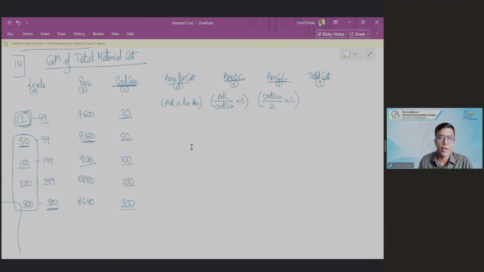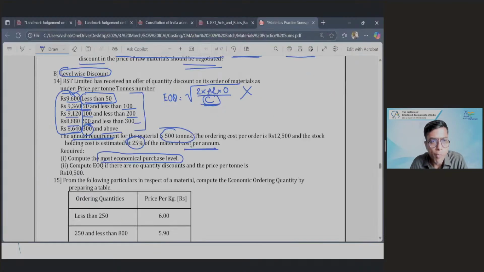Now, I will change my formula. You know the formula is AR, which is 500 tons, into purchase price. Where is my purchase price? It is here. So let me call it column B. So the formula is the same, but I'm now using the column numbers. Again, for this, I will write AR, which is 500 tons upon order size. What is order size? It is my column C, into O. I'm given the O in the question. My O is 12,500.